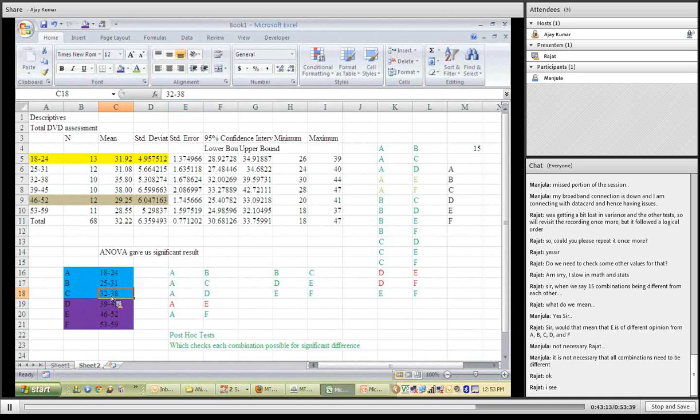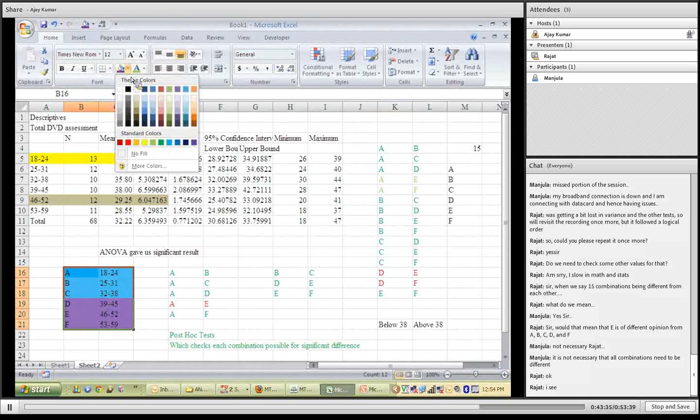So I am now talking of below 38 and above 38, right? Now this is what I am talking. Now my comparison becomes this, because I have treated all of them as one group and all of them as another group, right? So now if I have to do this, how will I do it?